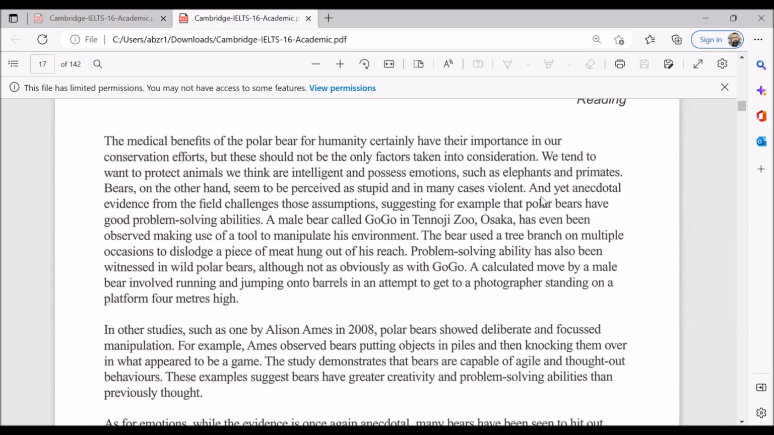Dislodge a piece. What's the meaning of the word dislodge? Dislodge means to remove or to move something from one place to another. Of course, he's using a tree branch to dislodge, might be moving it toward him, since it was hung out of his reach. So he must be trying to grab it toward him. So dislodge means to move.